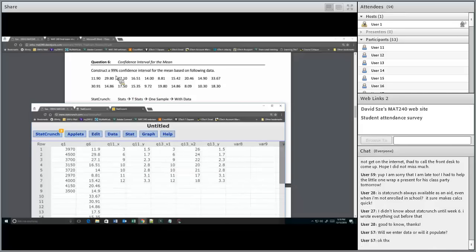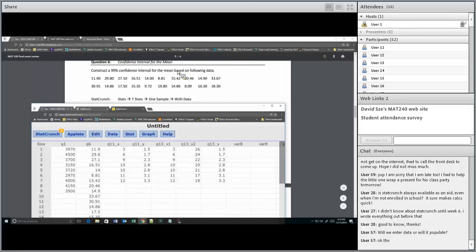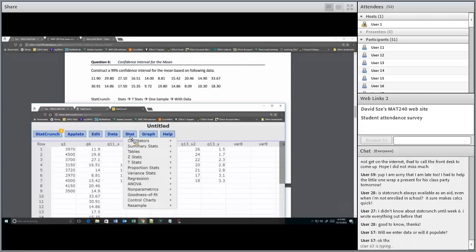So the 99% confidence interval for the mean. Remember I had said that whenever you talk about the mean, you always think of the t distribution. You always use the t distribution whenever you have the mean. So how do we do that? Now we're going to go to Stat, and instead of going to Z Stats or Proportion Stats, which is for proportions, I'm going to go to T Stats. For the mean, I will go to T Stats.